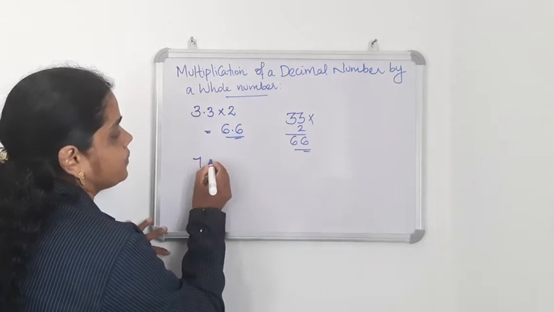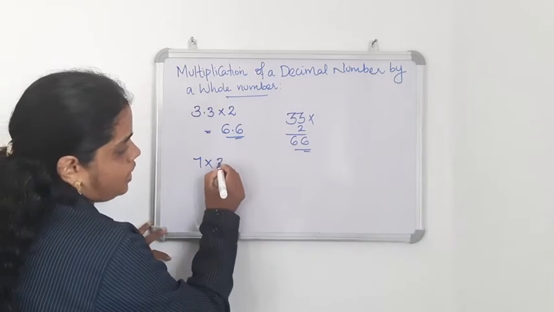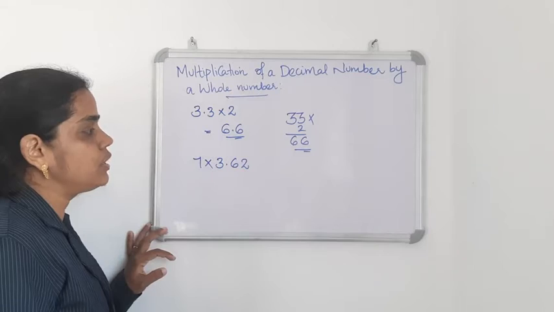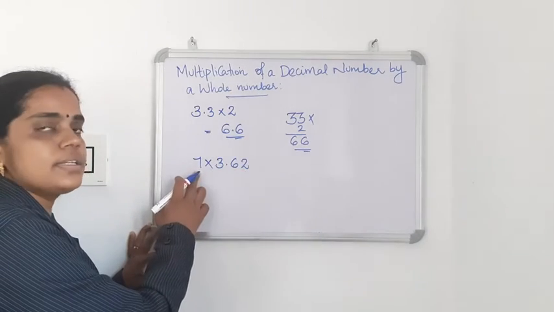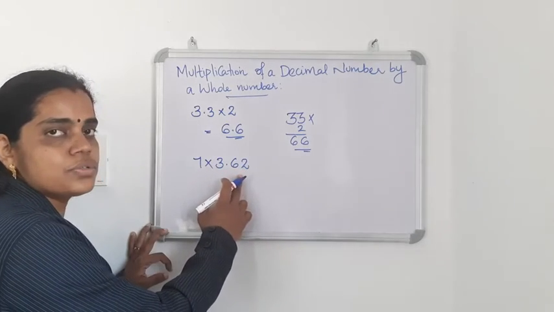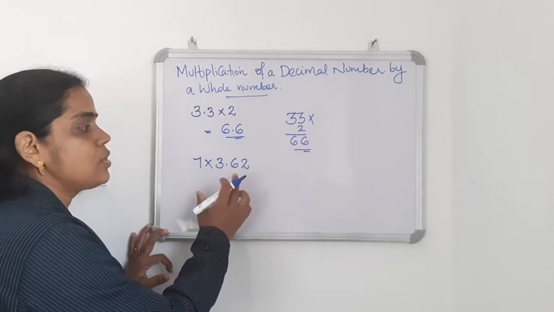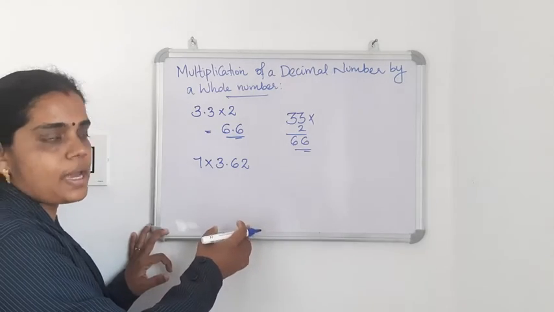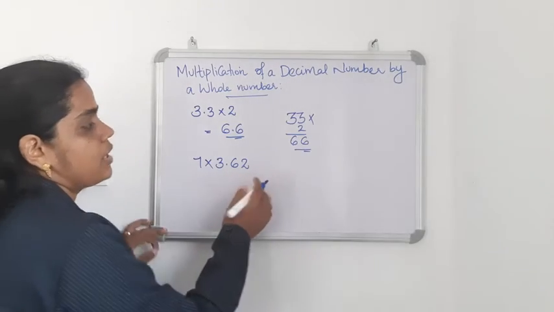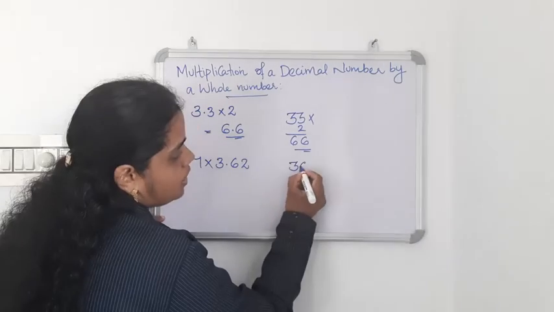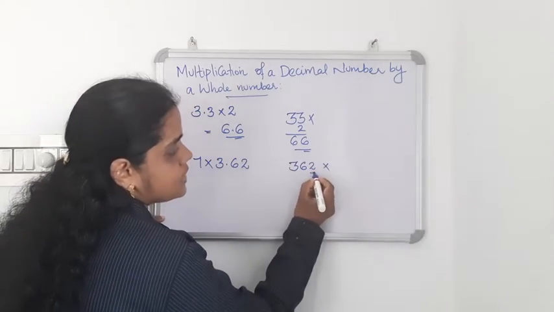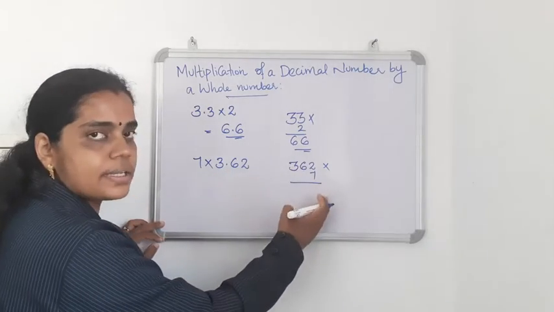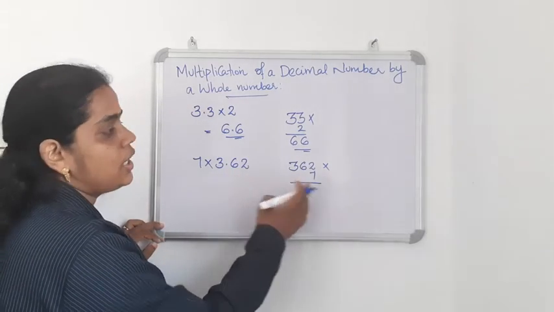7 into 3.62. 7 is a whole number, 3.62 is a decimal number. So first step, without considering the point, you need to multiply. So without considering the point, the numbers are 362 into 7. Okay, we can avoid the decimal and just write the numbers 362 into 7.